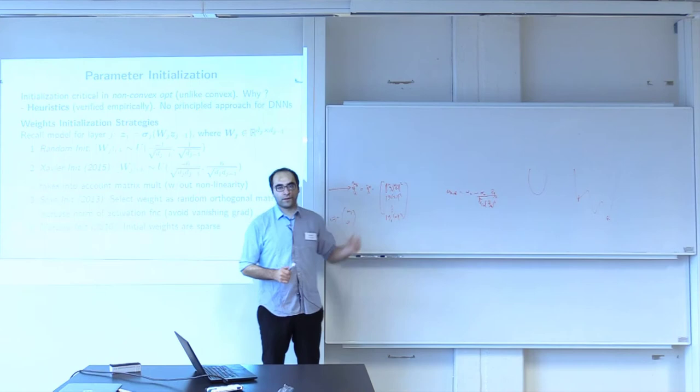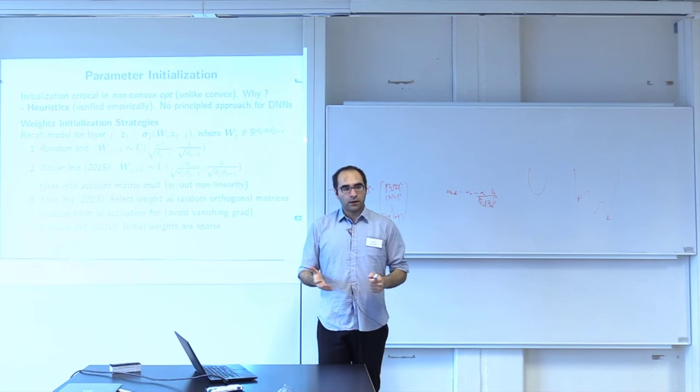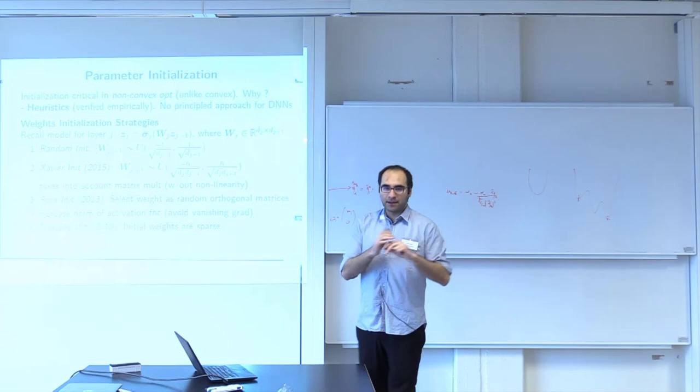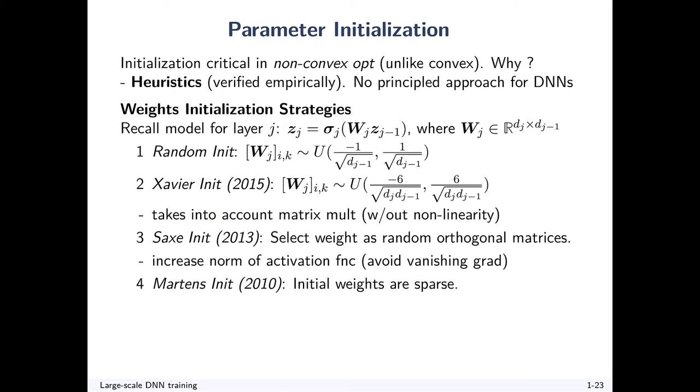So again, this is also true when we talk about weight initialization. They have some heuristics, and again, these are just plain heuristics. One of them is random initialization. Let me define some parameters first. Recall that Wj is the matrix which has the weights of layer j. This is a matrix of size Dj by Dj minus one.